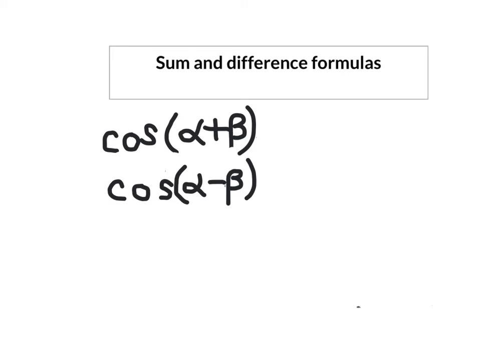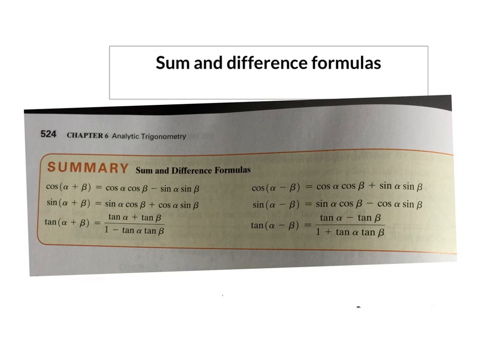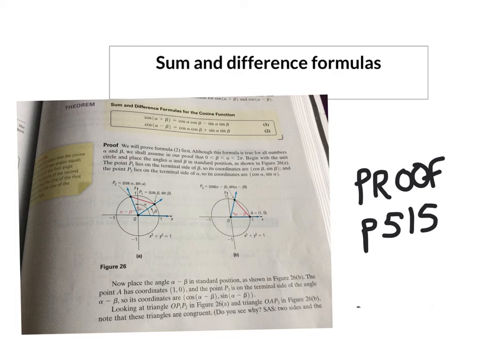One pair is for the cosine of the sum, cosine of alpha plus beta, and the cosine of the difference, cosine of alpha minus beta. The other pair is similar, but of course it's for the sine function. Rather than write them all out here, please turn your textbook to page 524. You'll notice here that there are also formulas for the tangent of alpha plus beta and tangent of alpha minus beta. So they're there, but they're not quite as important as the other 4. For this class, you'll need to memorize the 4 formulas and use them.